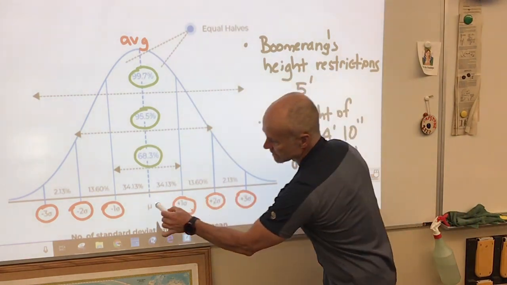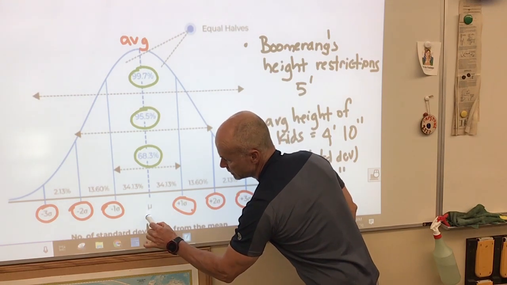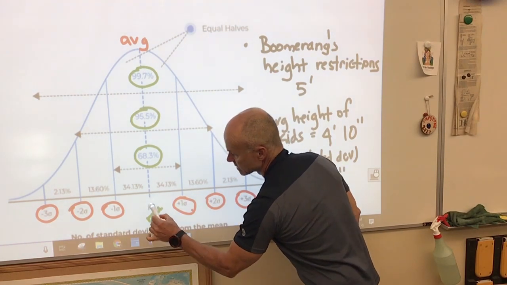This little Greek letter here, mu, means average.